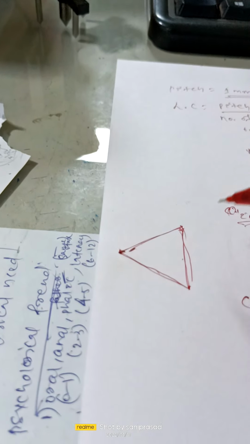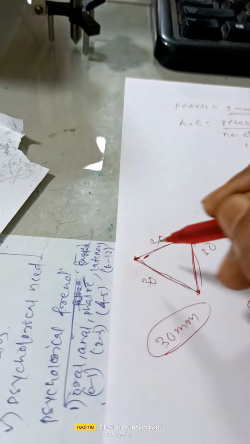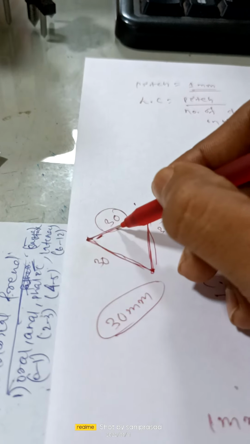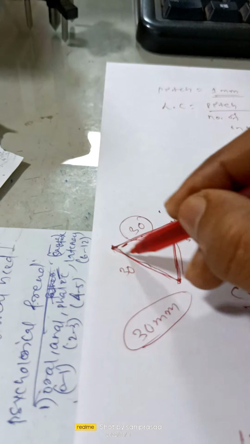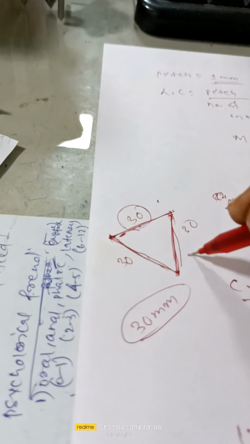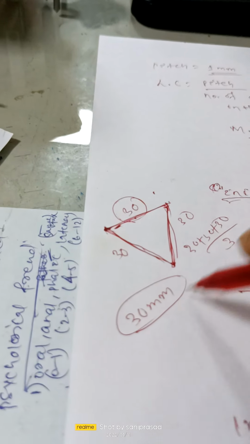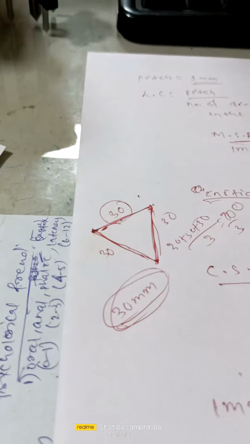Approximately this comes to 30 mm. This one is 30 mm, this one 30 mm, this one 30 mm, because on the scale this shows 3 centimeter. The 3 centimeter is almost equal to 30 mm. This one also 30, this one also 30. So the average will be 30 plus 30 plus 30 by 3, equal to 90 by 3. So it will be 30 mm. So L is 30 mm.